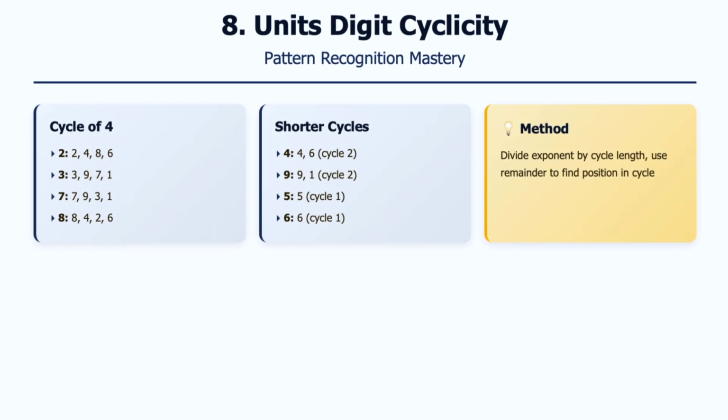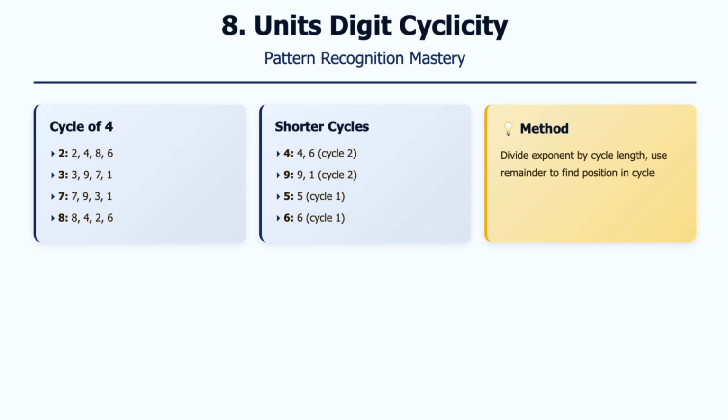Units digit cyclicity is a GMAT favorite. Most digits repeat every 4 powers. For 2, the cycle is 2, 4, 8, 6. For 3, 3, 9, 7, 1. For 7, 7, 9, 3, 1. For 8, 8, 4, 2, 6. Some have shorter cycles. 4 and 9 repeat every 2, while 5 and 6 repeat every 1. The method: divide the exponent by the cycle length, and use the remainder to find the position in the cycle.